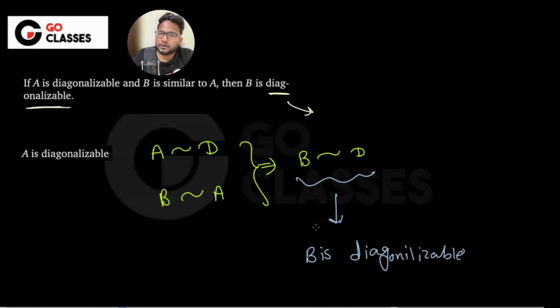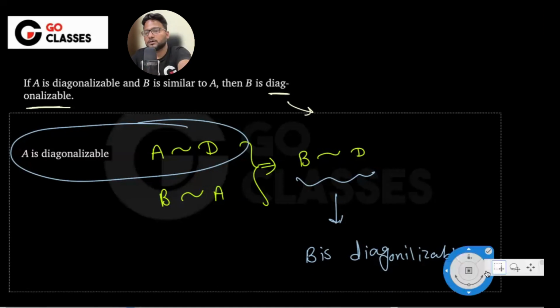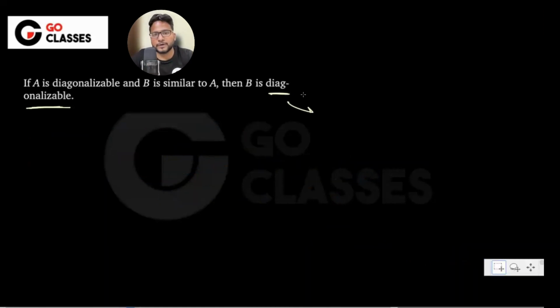Everyone understood that A is diagonalizable means that A is similar to D, right? Diagonalizable means that it is similar to some diagonal matrix. And then they're saying that B is similar to A. Then it means that A, B, and D are similar. Or if you want, as Harsh is saying, we can also use the formula of diagonalization. Harsh, you want to speak up?